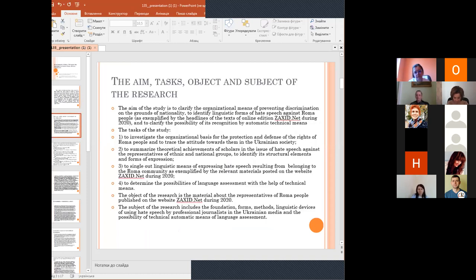Mainly, I want to highlight the aim of the study. This is to identify linguistic forms of hate speech against Roma people based on the headlines of the online edition Zahid.net during 2020 and to clarify the possibility of its recognition by automatic technical means.